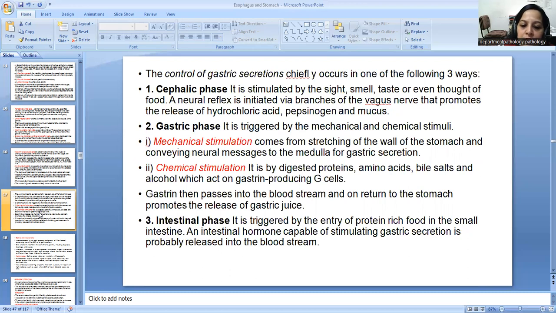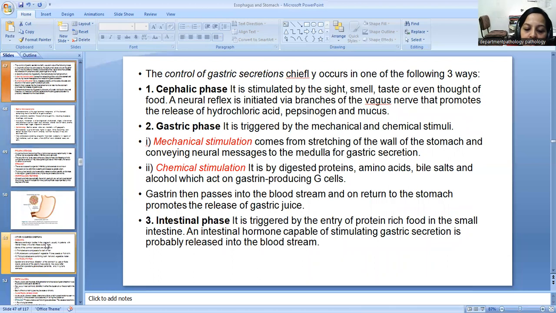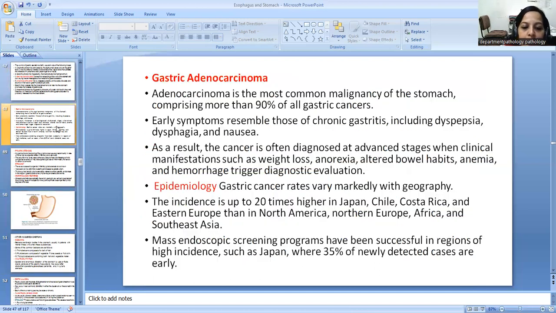It is by digested proteins, amino acids, bile salts, and alcohol, which act on gastrin producing G cells. Gastrin then passes into the bloodstream and on return to the stomach promotes the release of gastric juice. Third is the intestinal phase, which is triggered by the entry of protein-rich food in the small intestine. An intestinal hormone capable of stimulating gastric secretion is probably released into the bloodstream.